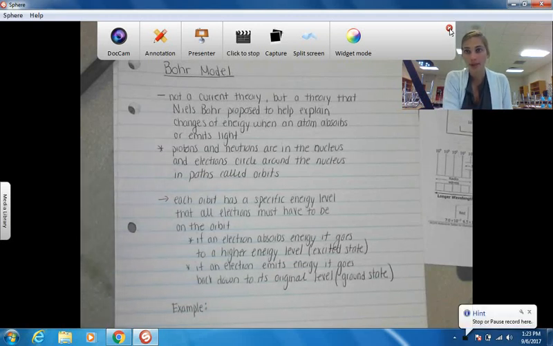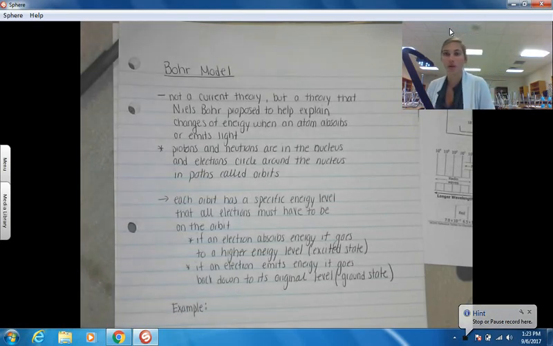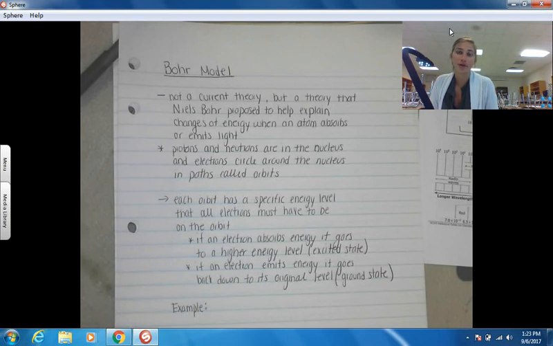Hey guys, so right now we're going to talk about the Bohr model. Now, one thing to keep in mind is that the Bohr model is not our current theory. It is a theory of the past, but it does help us explain some things about atoms that we wouldn't have been able to explain without it, so that's why it's important to go through this.